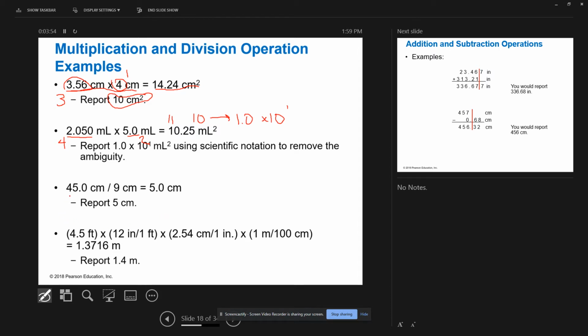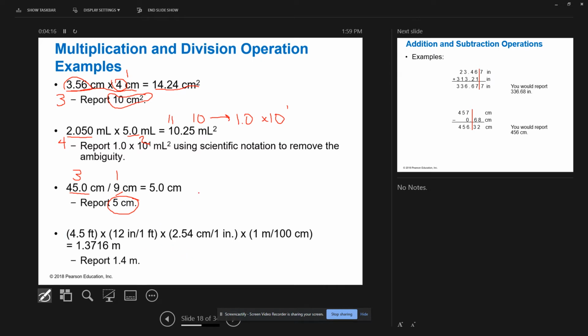So here we go. Let's look at this one. Here's division. Same rule as multiplication. How many significant figures? I have 3. I have 1. So when I do the math, I should get 1 in my answer. So my answer should end up being just 5.